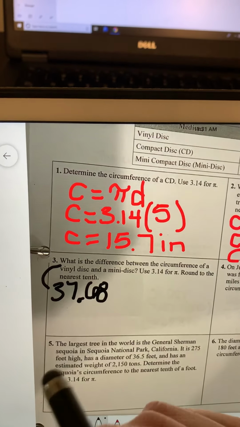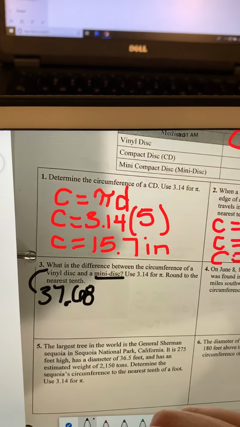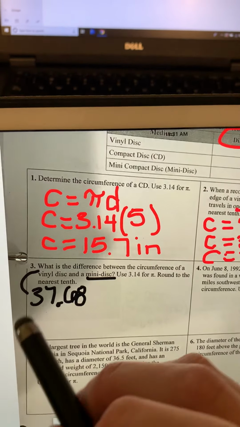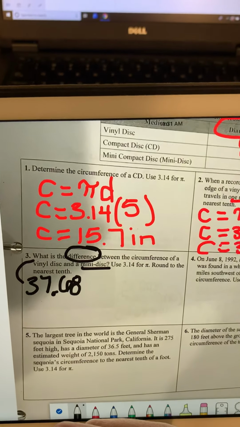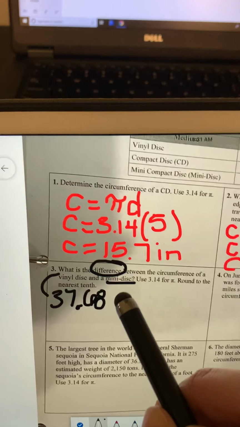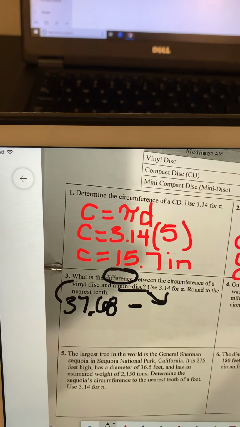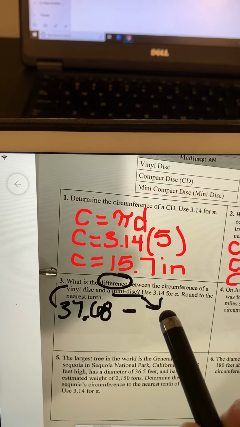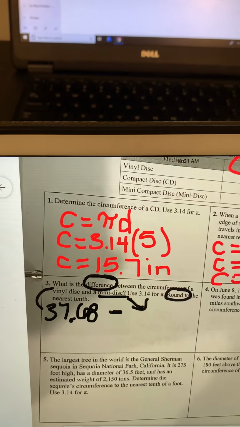37.68. So on this question, you're just going to have to calculate the circumference of the mini disc using your formula. And then if it's asking us for the difference, difference means to subtract. So whenever you get your mini disc value, you're going to have to subtract them. So whatever this one is, you're going to subtract this value and this value, and don't forget to round to the nearest tenth.